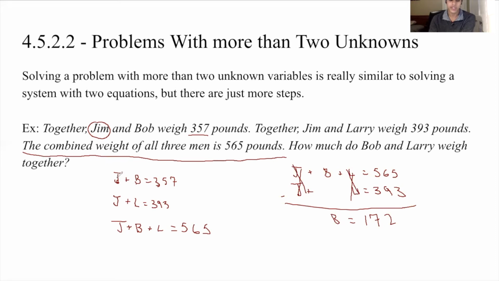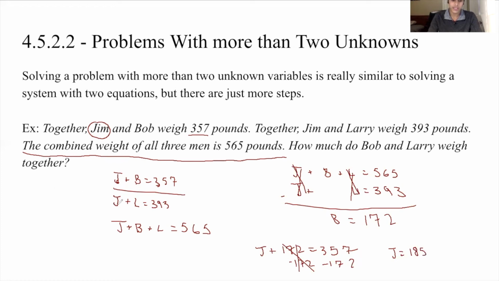figure out what Jim's weight is, and then we can use that to figure out what Larry's weight is, right? Because if we know that Jim's weight plus Bob's weight, which is 172, equals 357 pounds, and this is where we use our first equation here, then we can solve for Jim's weight on top of that. So Jim's weight is going to be, and we just need to solve for J by subtracting 172 from both sides of the equation. These cancel out, so Jim's weight will be 357 minus 172, and that's going to be 185 pounds. J equals 185.